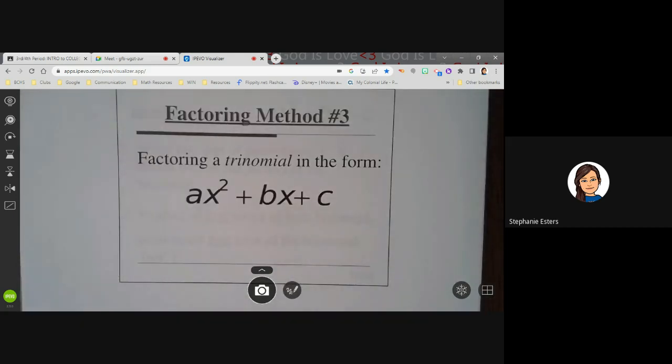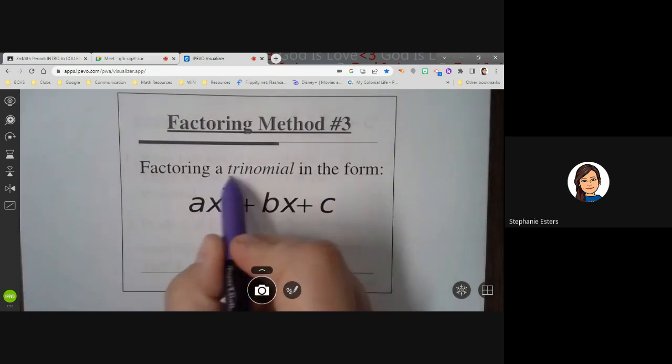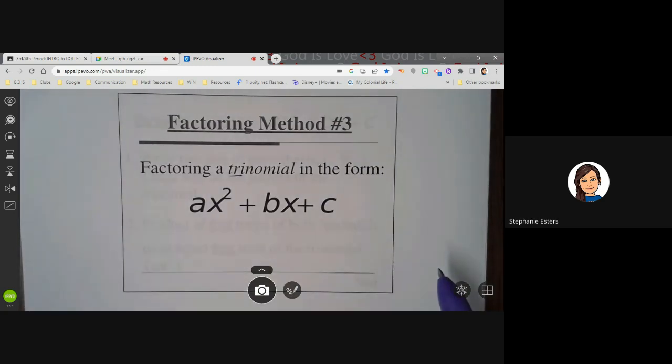Our third and final factoring method for this first part of the lesson is the trinomial method. And remember, the prefix tri means 3. So we're identifying when to use the trinomial method based on the fact that we have 3 terms within our polynomial.